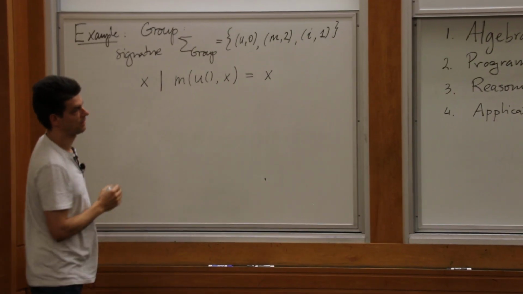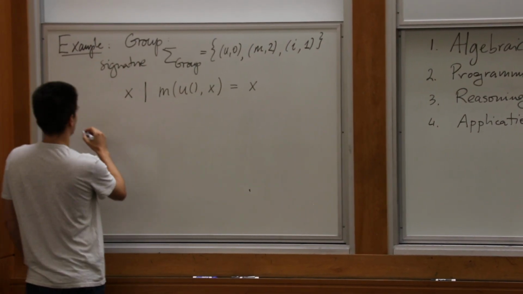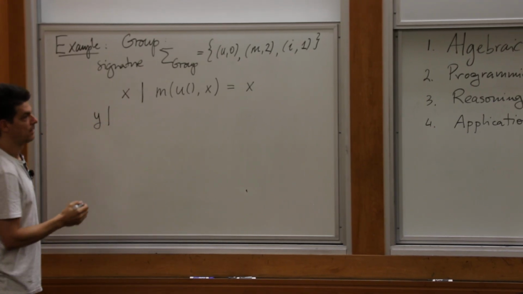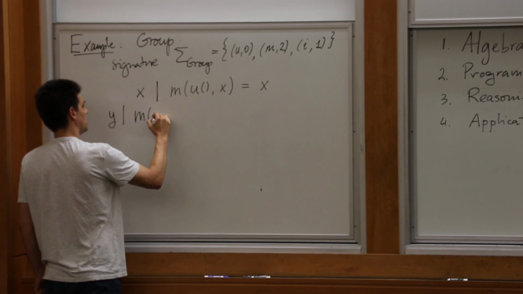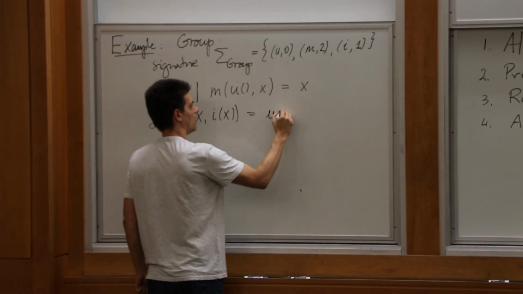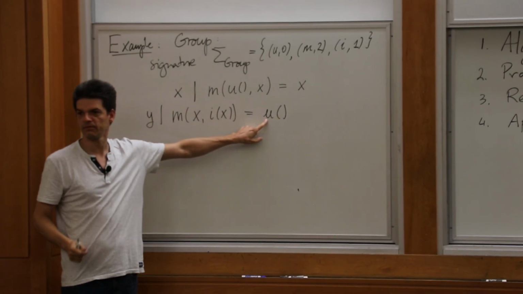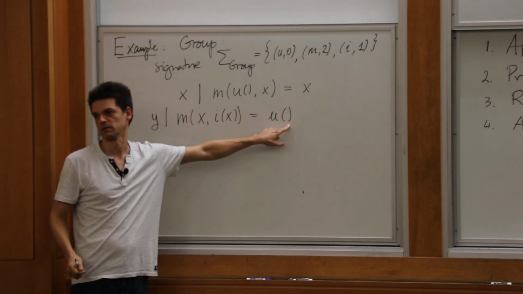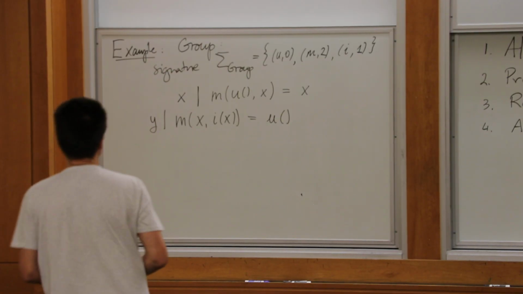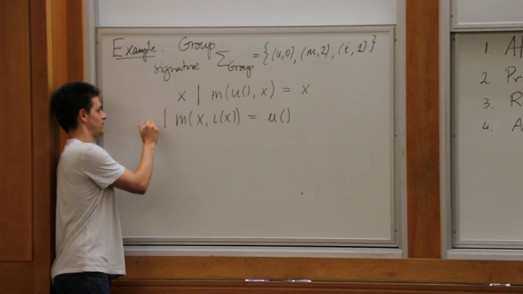Another one, let's do one of the inverses. In the context, it doesn't matter what I call these variables, it could be y. M x, inverse of x, equals U applied to 0 arguments. If I'm very formalistic, when I have a constant, I have to apply it to 0 arguments. It's more economical to just change this y to x. There we go.